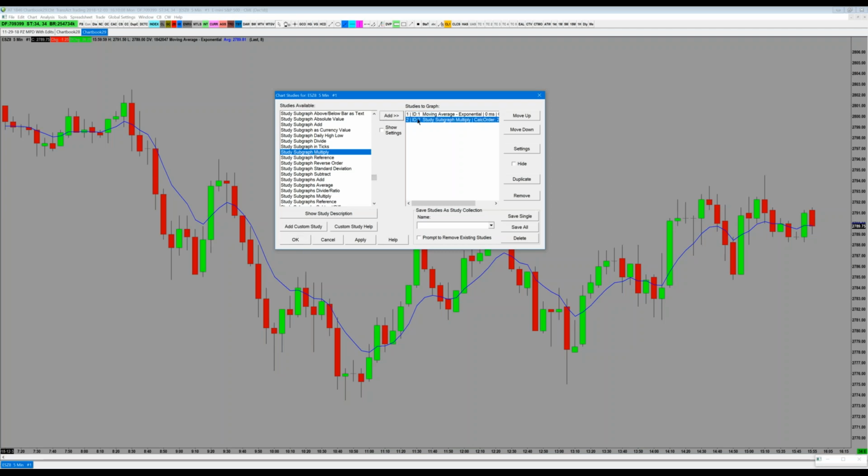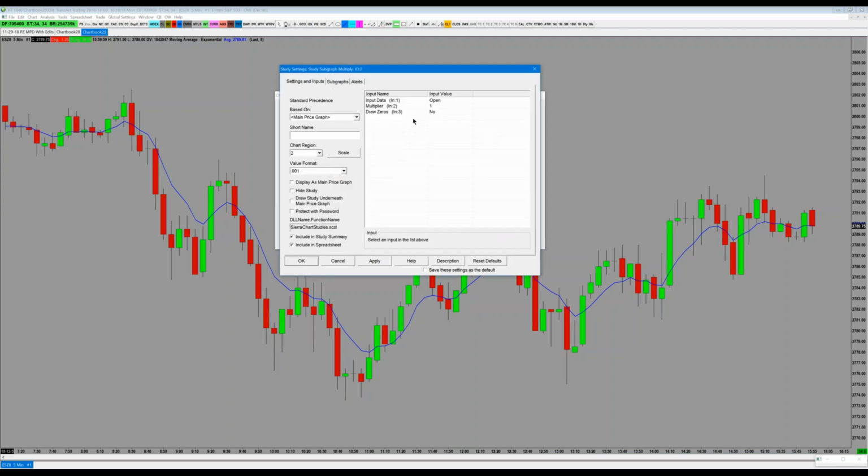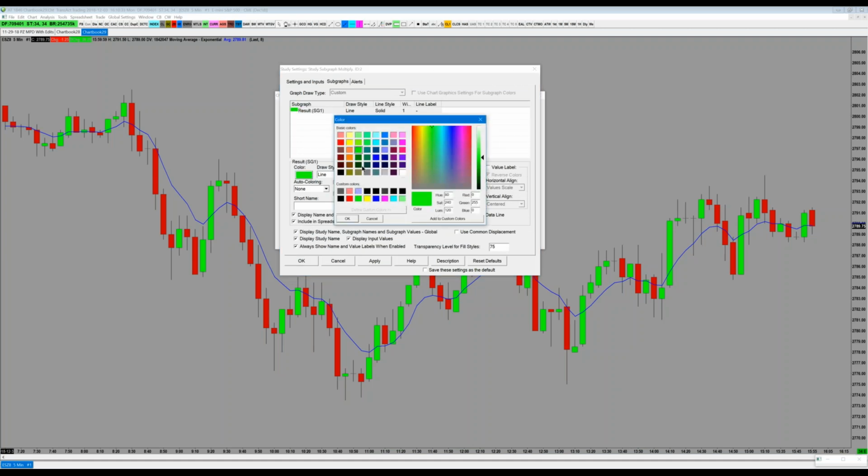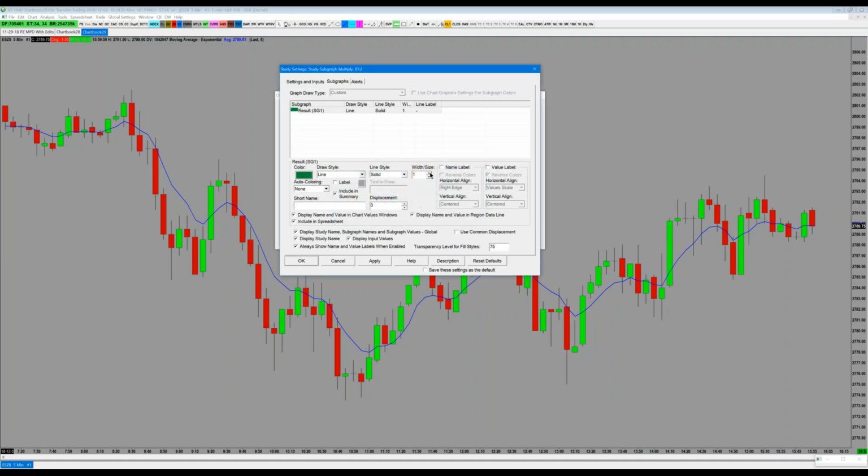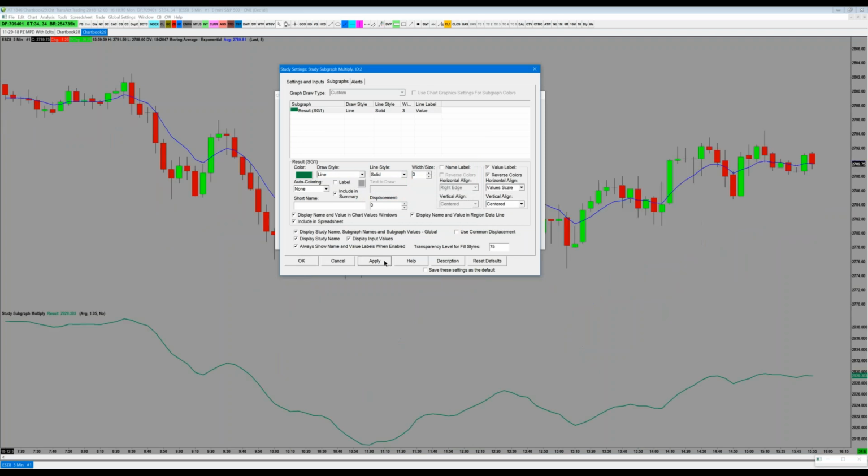If I click add and go into settings, study subgraph multiply, I need to pick a multiplier. So let's use the EMA. We're going to base it on the EMA, so it changes our input value to the average. And let's multiply it by 1.05. I'll just leave it in region 2 for now, which means the result is going to appear down here. I'll just thicken the line up and make sure we can see it okay. Like this. All right, so that's way above the market, right?